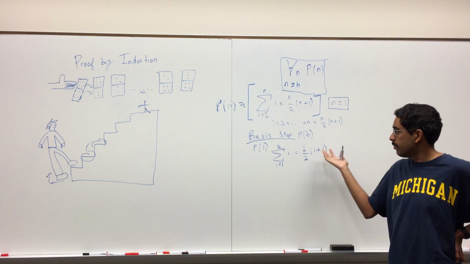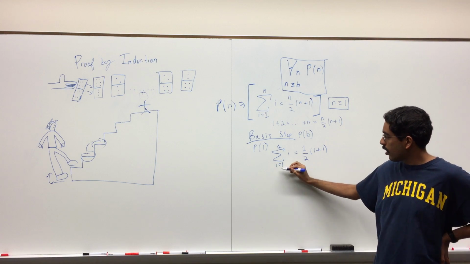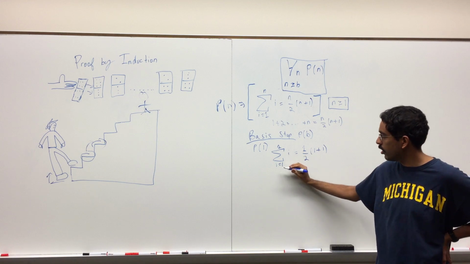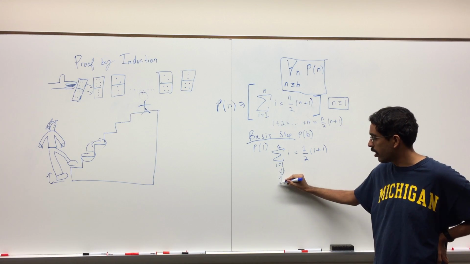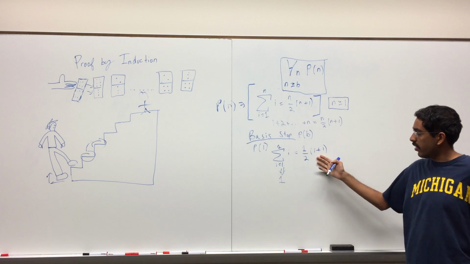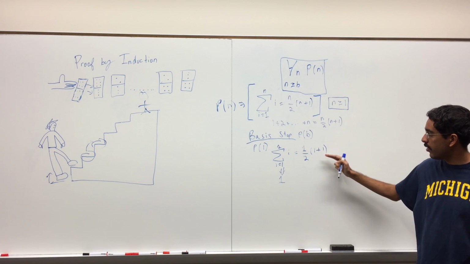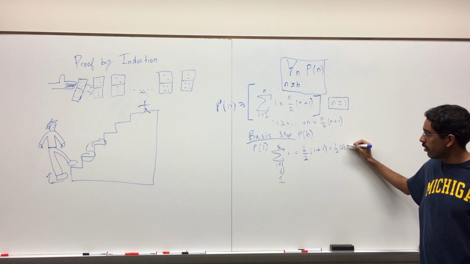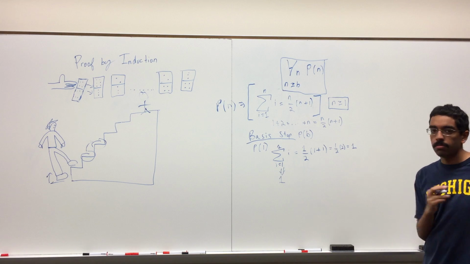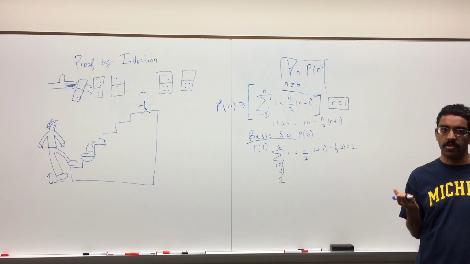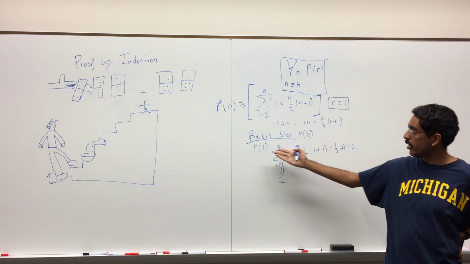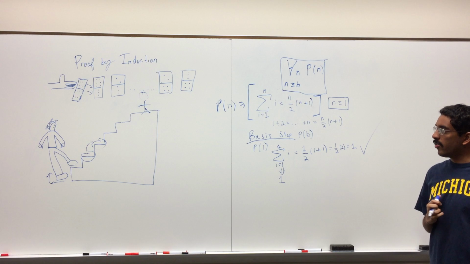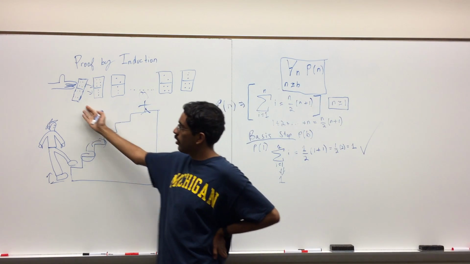Okay, so is this true? This summation on the left, if you just sum all numbers from 1 to 1, you'll just get 1, right? Well, what's this right side equal to? Half times 1 plus 1. That's just half times 2, which is equal to 1. And that's all there is to it. That's the basis step. We proved that P of 1 is true. So that's equivalent to knocking down the first domino.